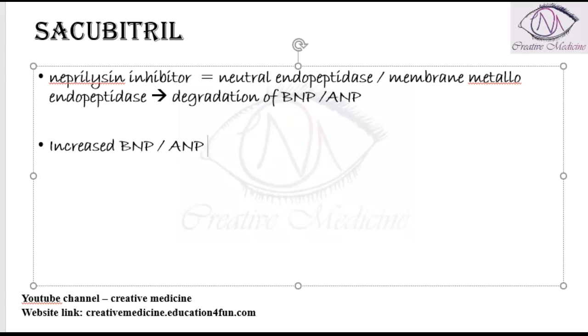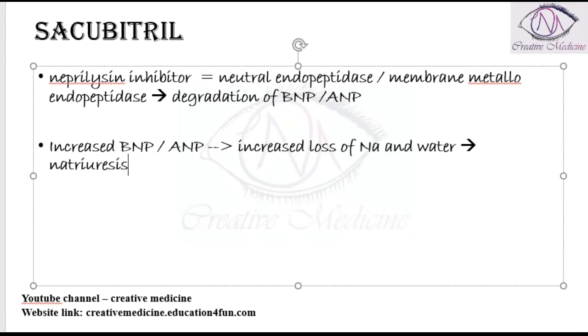Because of increased brain and atrial natriuretic peptide, this will result in decreasing preload. This will cause increased loss of sodium and water in the urine, thus resulting in natriuresis. Because of this natriuresis, it will decrease the preload and afterload on the heart.